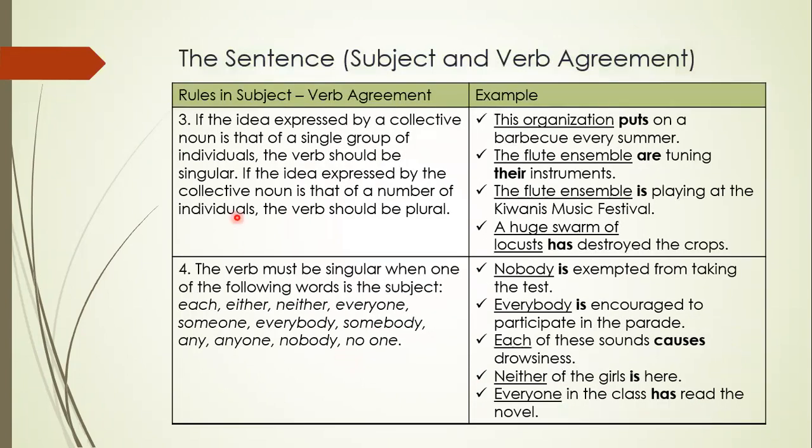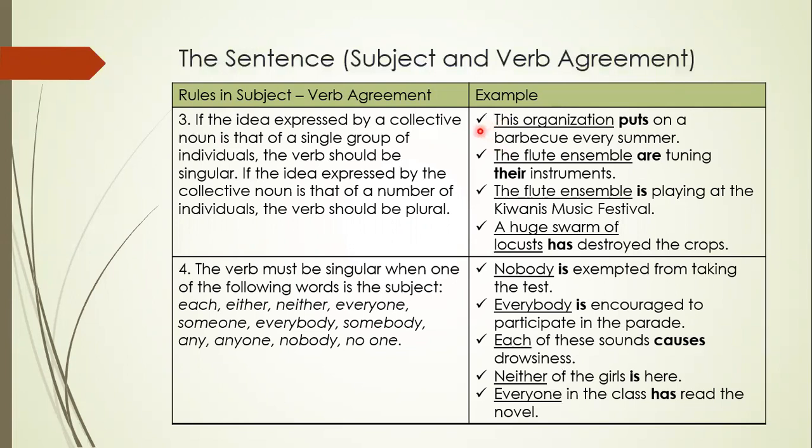Another rule for subject and verb agreement, number 3. If the idea expressed by a collective noun is that of a single group of individuals, the verb should be singular. If the idea expressed by the collective noun is that of a number of individuals, the verb should be plural. Now, this might be confusing sometimes, so you really need to focus on the sentence and know what the meaning is, so you will be able to unlock the subject, whether it's a plural subject or singular subject, because we are talking about collective nouns.